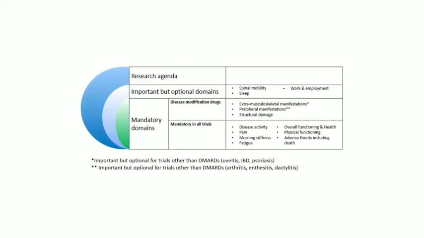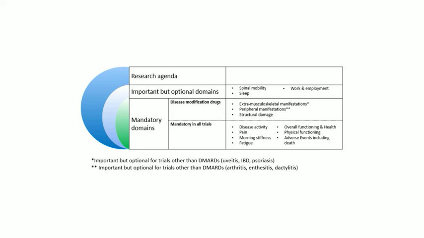7 domains are mandatory for all trials on an intervention for axial spondyloarthritis. These are disease activity, pain, morning stiffness, fatigue, overall functioning and health, physical functioning, and finally, the general domains included in every core set of domains, namely adverse events and death.